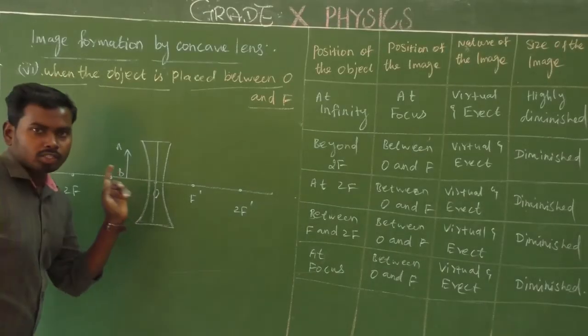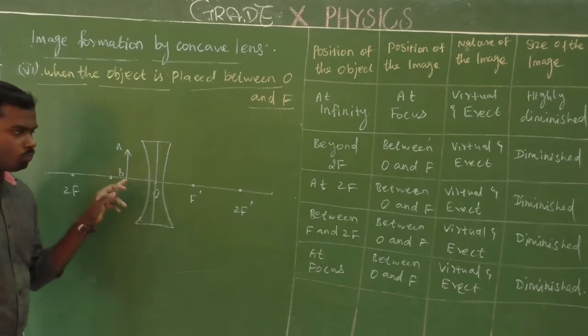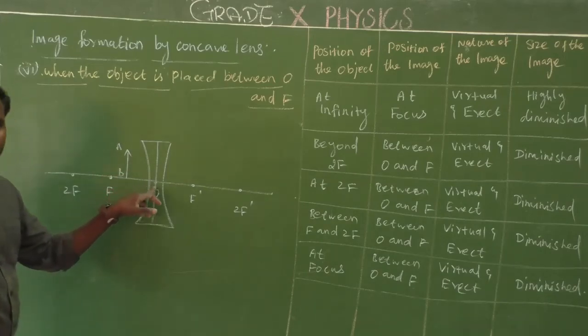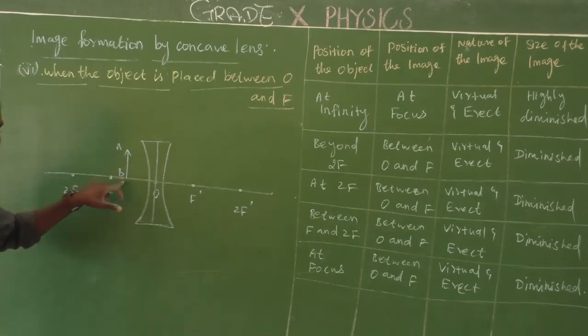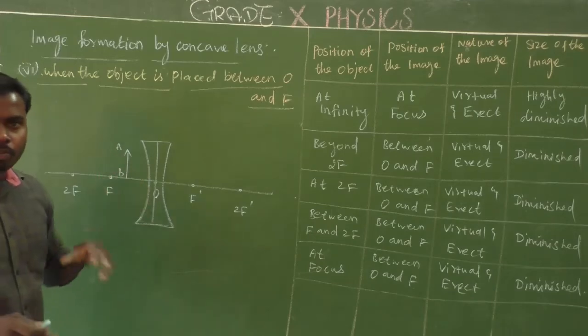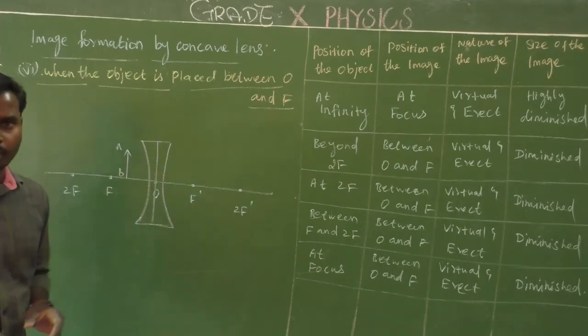So look here, students. The object is placed between the optical center O and the focus F. This is the object, with the top of the object A and the bottom of the object B. Is it clear? So light rays are coming from an object placed between O and F. Many light rays are coming from the object.